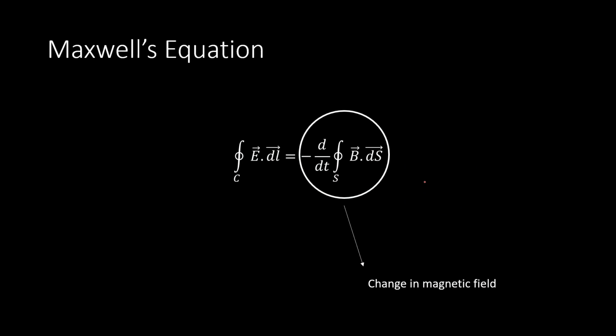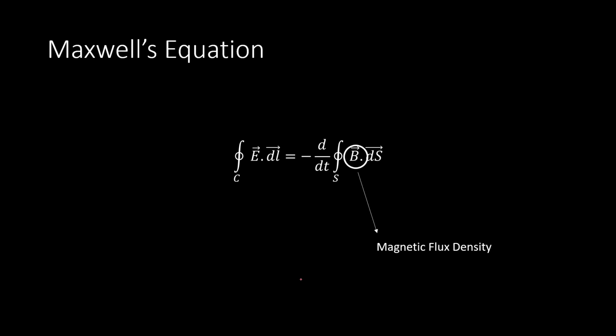Okay, after explaining the left-hand side of the equation, we'll move on to the right-hand side of the equation. The right-hand side describes the things related to the magnetic field, which means a change in magnetic field will induce a voltage. Let's see how they are related.